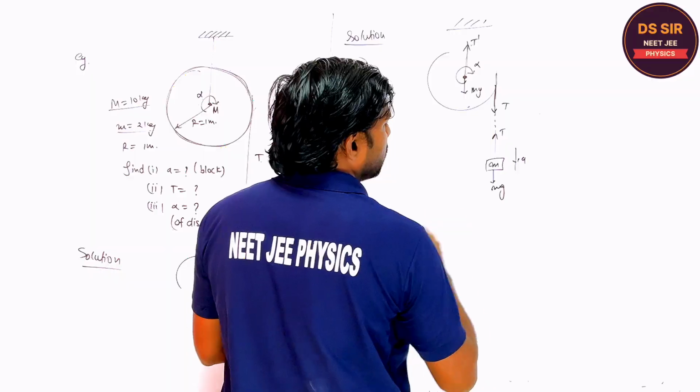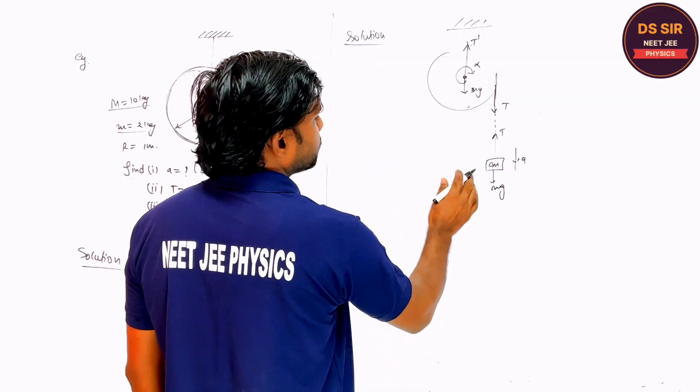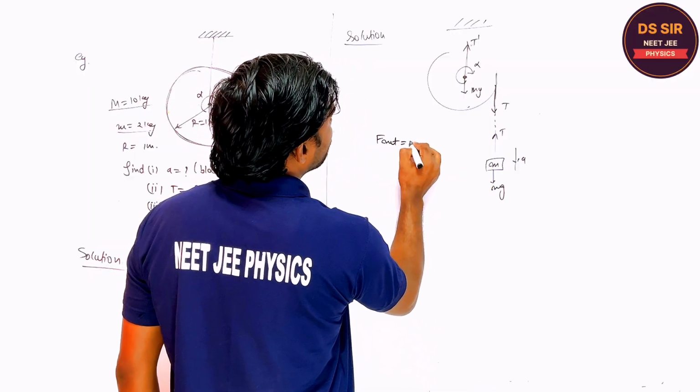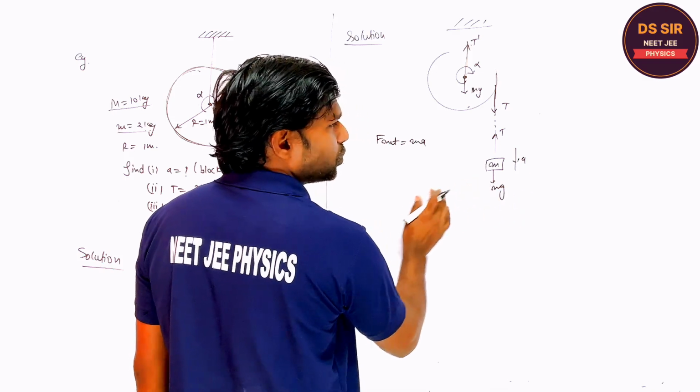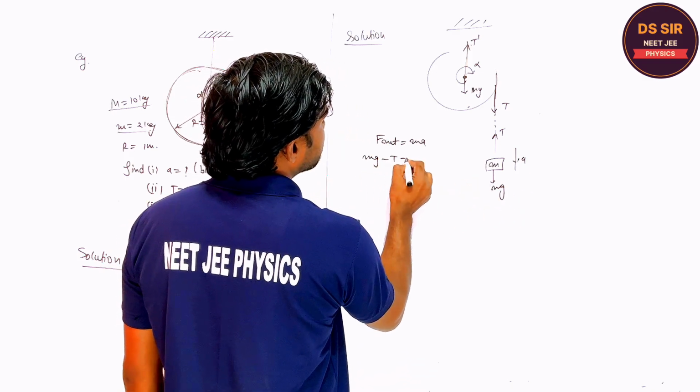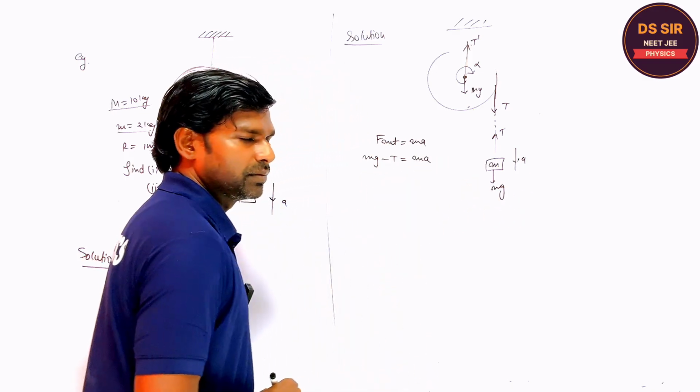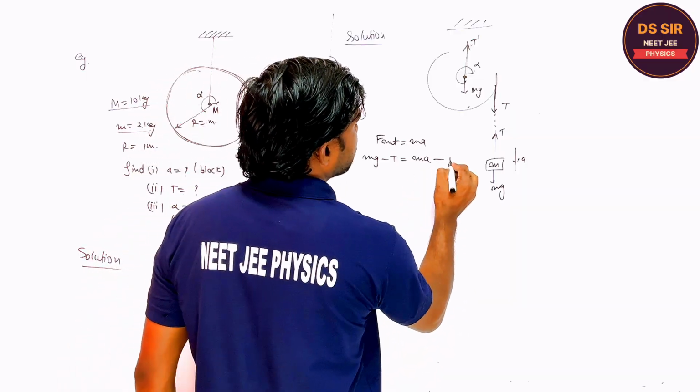So for this block, what will you write? You tell. F net is equal to ma. What is the net force you will write? Say mg minus T is equal to ma. Is it clear or not? Right. This is equation number 1.